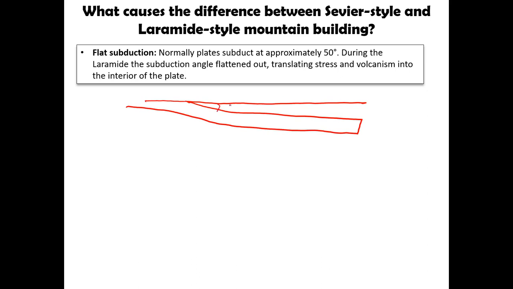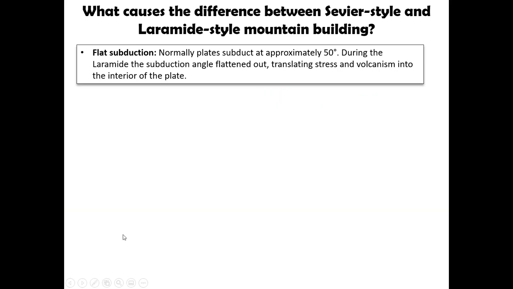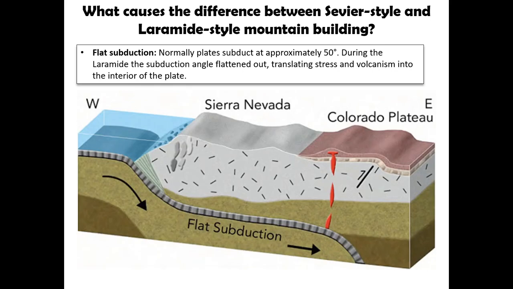And so maybe it was 10 degrees or something like that. And that's what transferred the stress deep into the interior of the continent. Okay, so that's why you're getting 1,000 miles of transfer of stress deep into the interior of the continent that way. So it was what's called flat subduction or low angle subduction. Okay, so there you go.